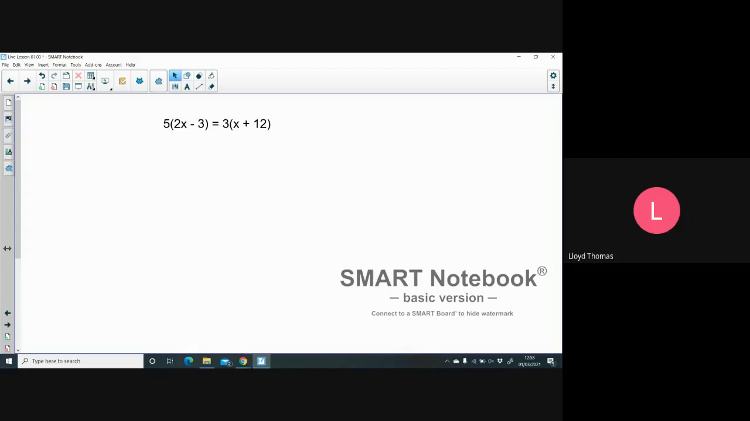This is where we have brackets on both sides. Now, the first thing I need to do, as I did in a bracket question earlier, was to expand the bracket. So in other words, get rid of the brackets by multiplying. And I need to do that on both sides. Okay, if you ever see brackets, get rid of them first.